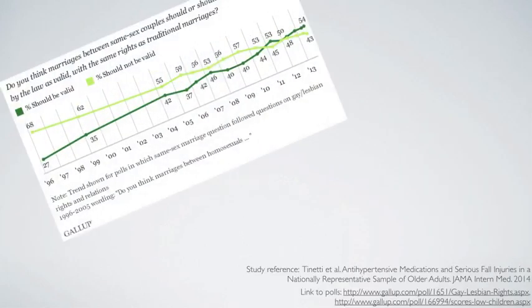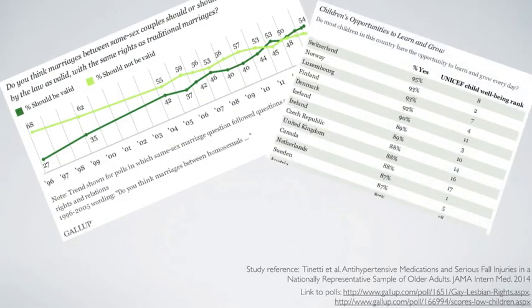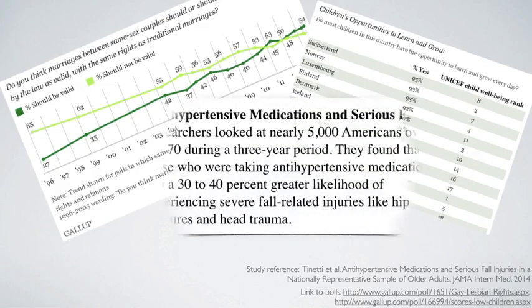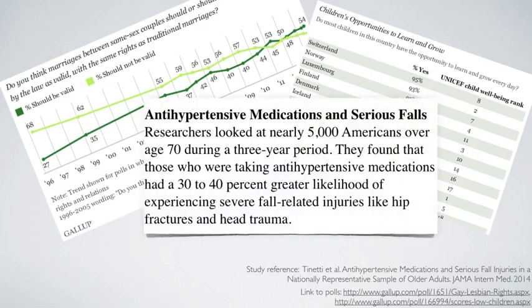Take a look at these poll results from Gallup, where the American public was asked about their opinion on marriages between same-sex couples. Or another one where data were collected from a variety of countries trying to answer the question, do most children in this country have the opportunity to learn and grow every day? Or another study, a published study on antihypertensive medications and serious falls, where researchers looked at nearly 5,000 Americans over age 70 during a 3-year period and found that those who were taking antihypertensive medications had a 30 to 40% greater likelihood of experiencing severe fall-related injuries like hip fractures and head trauma.